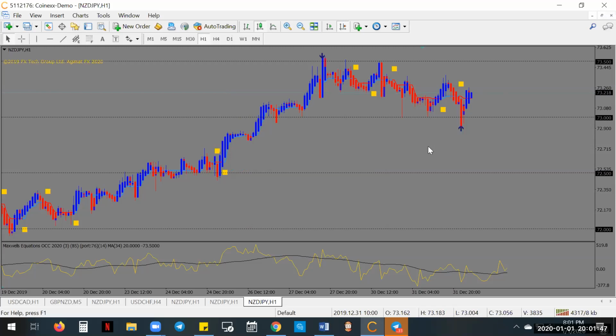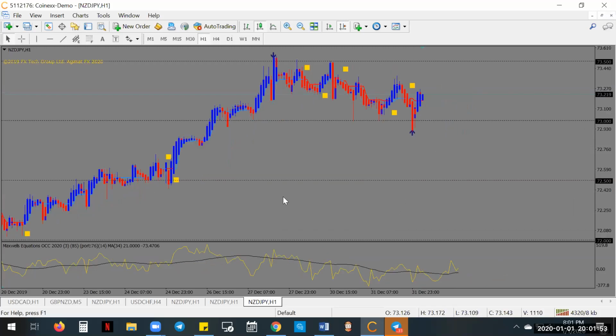So let's get straight to it. If you have the Agimat 2020, your screen probably looks a little something like this. What you see on my screen is the New Zealand Japanese yen pair. And right now, what you see is Heikin Ashi candles. You have this main line, and then you have these signal lines.